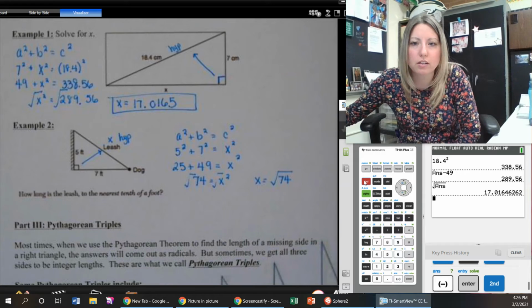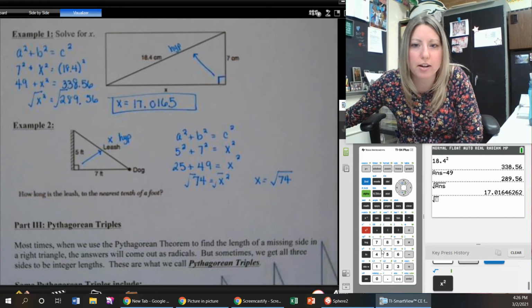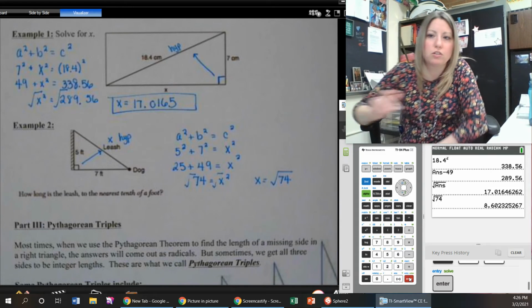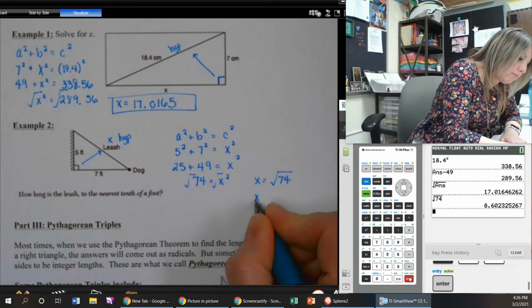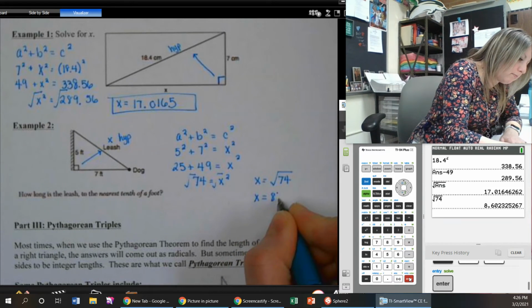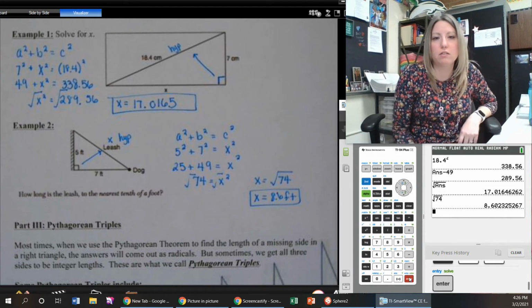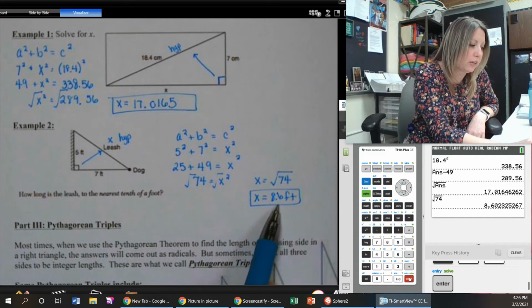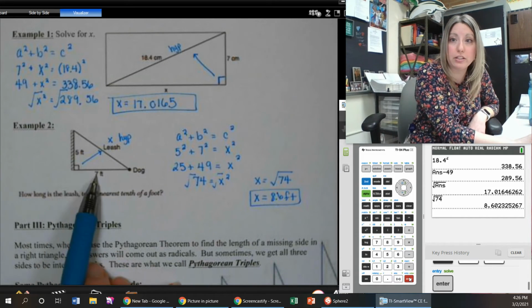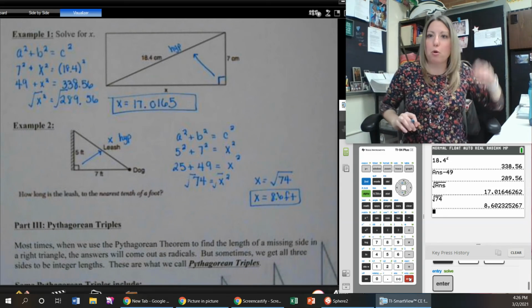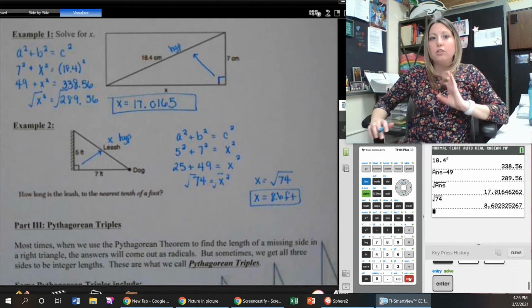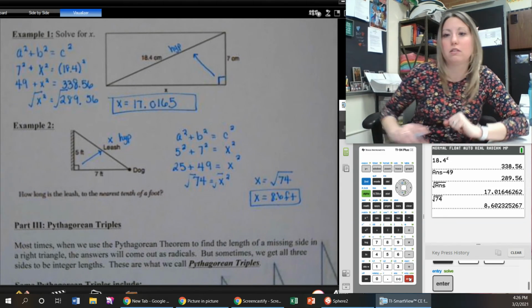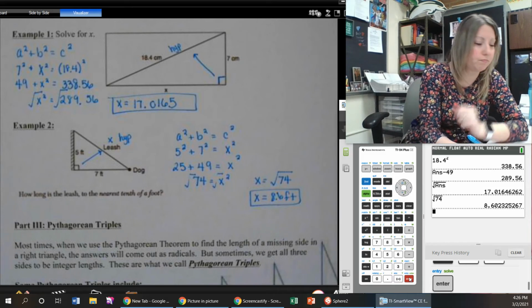All right, so second, I like keeping radicals. I think they're much better, but nearest tenth, huh? So 8.6. 8.6 feet is the length of the leash. Now, just real quick, 8.6 is bigger than both 5 and 7. Yes, that's supposed to be the longest side. So yes, that is a correct answer.